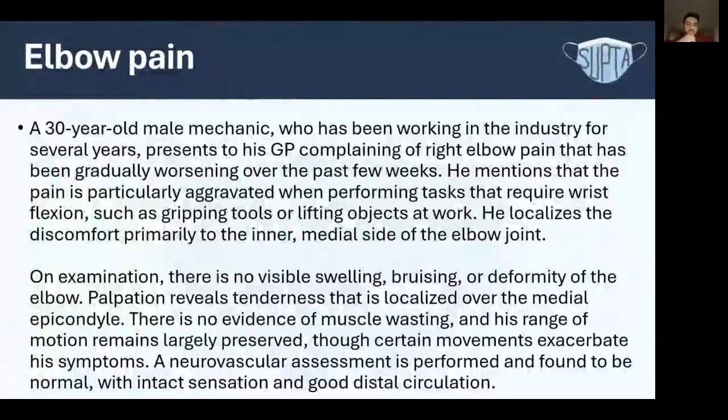So I'm just going to go back to the question. We will have the poll question in a sec. So essentially, there's a lot of information here. Just to summarize it, we have elbow pain, worse on wrist flexion and grabbing tools, and is on the medial aspect of the elbow.